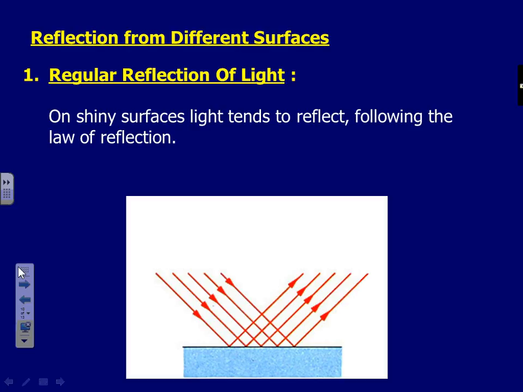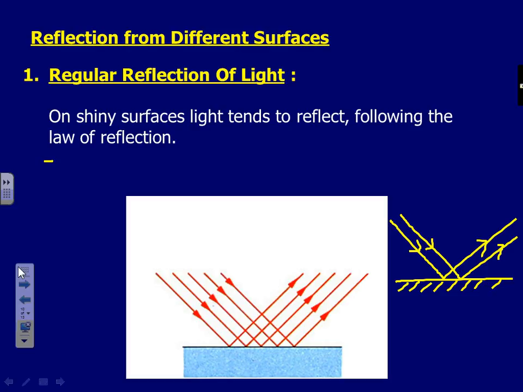I do want you to draw a picture like this. The way you can draw it is very simple, and you don't need to use your ruler for this. Just draw a mirror, put some marks on it, and just draw a couple of rays bouncing off. Try to make angle I equal to angle R, but keep all the rays together. It's bouncing regularly. Okay? Shiny surfaces, the light tends to follow the law of reflection.